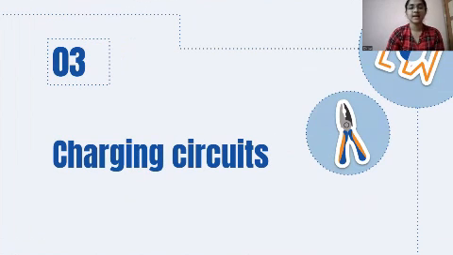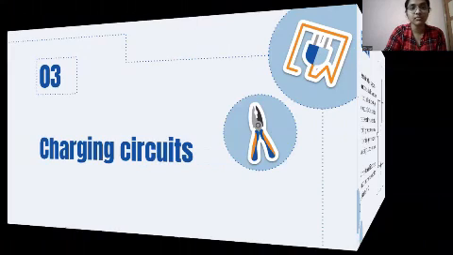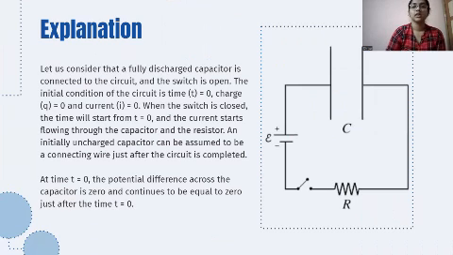Now let us understand about charging circuits. Let us consider a circuit with a capacitor which is totally discharged and has zero charge in it with zero voltage, connected in series with a resistor and a power supply of EMF E, and at t equal to 0, the switch is closed.